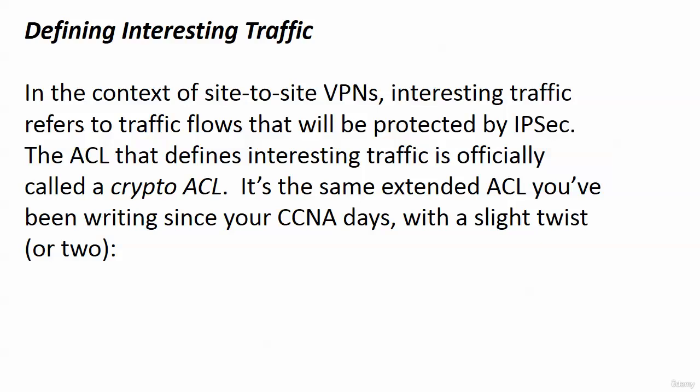It is time to define our interesting traffic, which in the context of site-to-site VPNs, those are going to be our traffic flows that are actually protected by IPsec. Now, anytime we identify traffic in Cisco routing or switching, you know what we're going to use. We're going to use some kind of access list. And the access list that defines interesting traffic, it's officially called a crypto ACL.